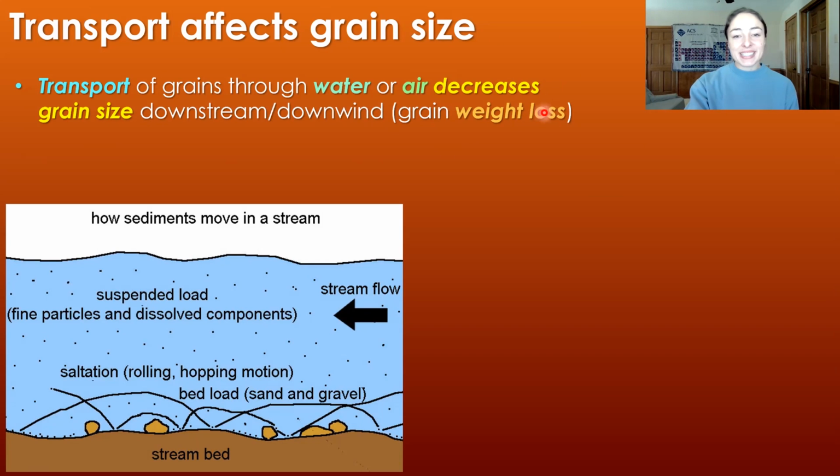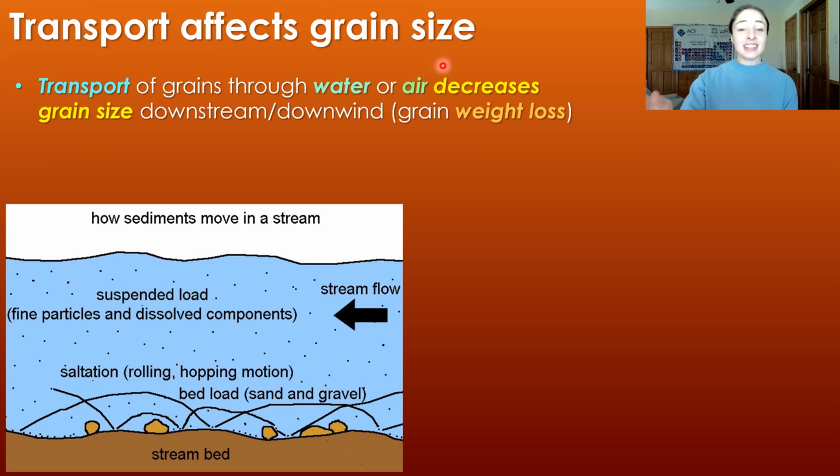And my book said this was grain weight loss, which I thought was a really funny terminology because, humans obviously love the term weight loss. And I just thought it was weird terminology to use for rocks, but it also made me think, oh, maybe I should go and throw myself down a river then.